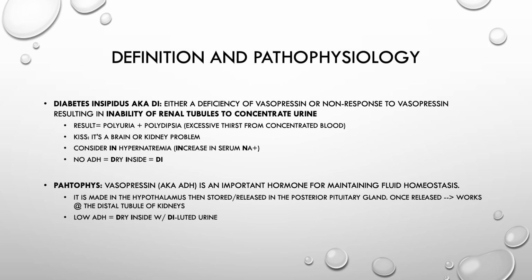So vasopressin, which is also known as ADH, antidiuretic hormone. It's an important hormone for maintaining our fluid homeostasis. It's made in the hypothalamus. It's stored and released then in the posterior pituitary gland. Once it's released, it works on the distal tubule of the kidneys. So therefore, if we have low ADH, we are dry inside, DI. We have diluted urine. We don't concentrate our urine.